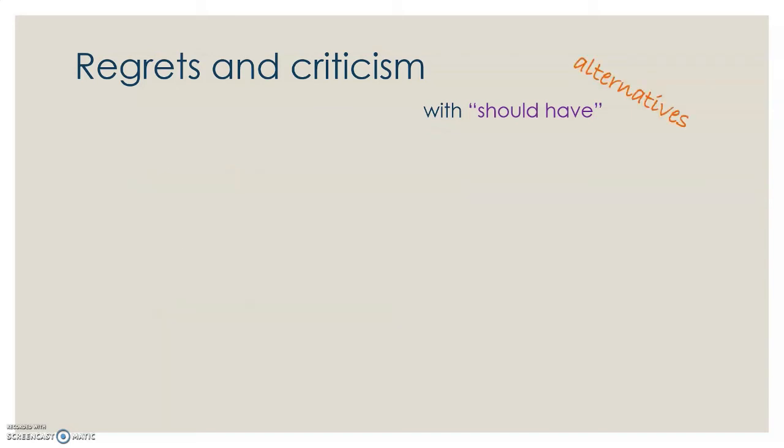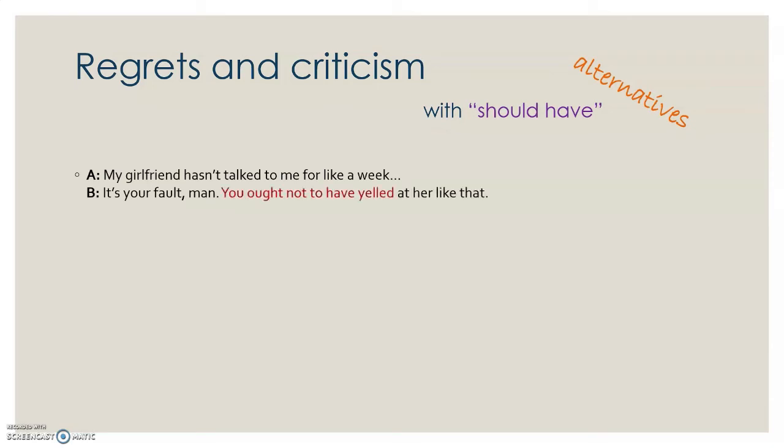Okay, there are some alternatives that you can use instead of should have. Let's take a look. My girlfriend hasn't talked to me for like a week. It's your fault, man. You ought not to have yelled at her like that. Ought to have verb 3 is an alternative that you can use instead of should have. It's not used very often, and you don't have to use it. You can always use should have.